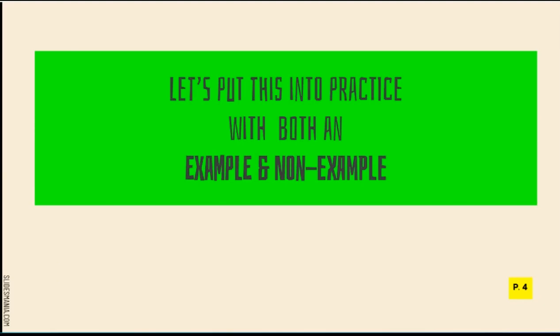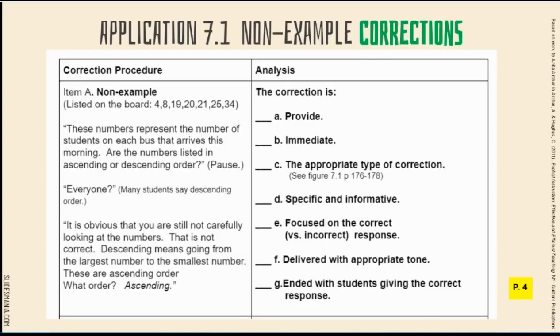Okay, so let's put this into practice with both an example and a non-example. You want to make sure you're on page 4 of your handout, and we're going to give you time to read through these non-examples as well as the examples, and then think through that checklist. Can you find evidence in the actual scenario? So as you see, this is a snippet of what you should be looking at on your handout.